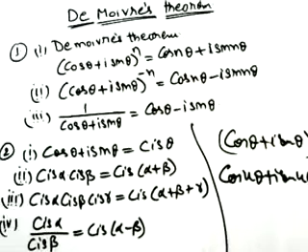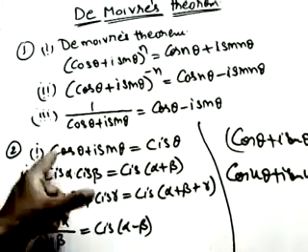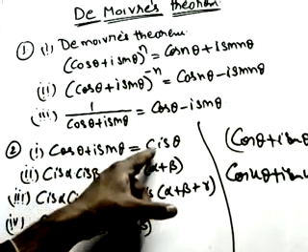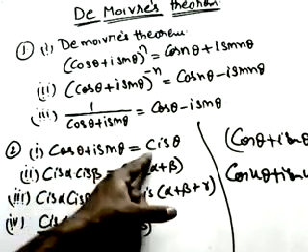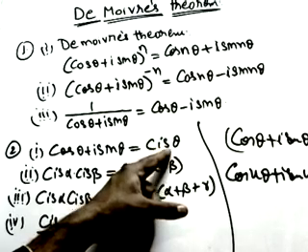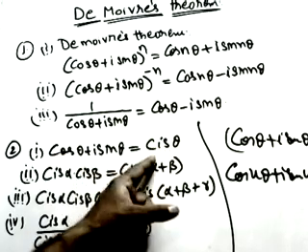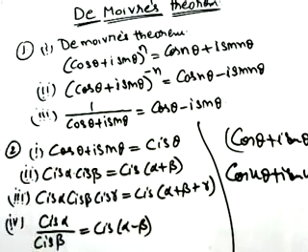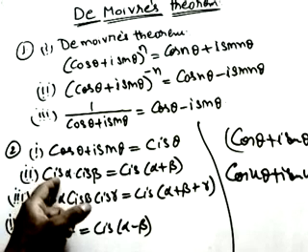Now the symbolic, short form of cos theta plus i sin theta is cis theta. Cos theta plus i sin theta is shortly written as cis theta. C for cos, i, S for sin. Cis theta is actually cos theta plus i sin theta.